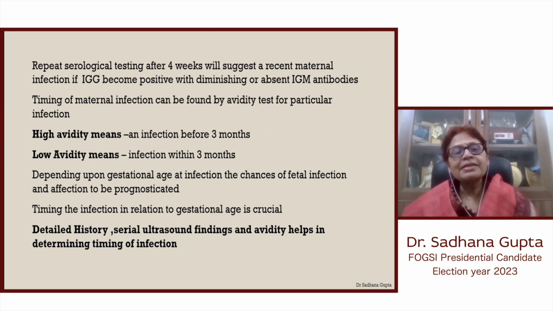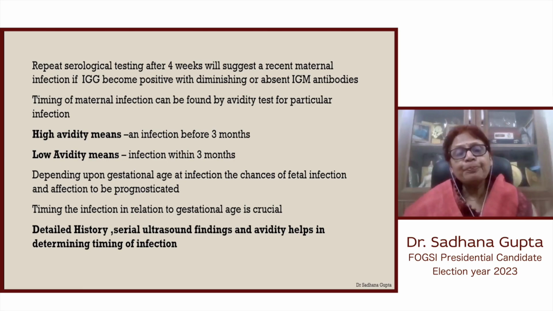If IgG shows immunity, you still have to do the next sample after 4 weeks. If the IgG shows a fourfold rise, or the IgM, which was initially high, is no longer present, then you have to go for the avidity test. High avidity means the infection was more than 3 months ago, and low avidity means infection within 3 months. However, this is a very important gap in our healthcare system: even in institutions, we do not have access to these simple avidity tests, which are very important to assess at what gestational age the fetus was exposed to the infection.